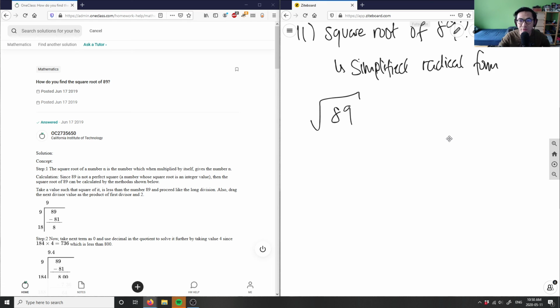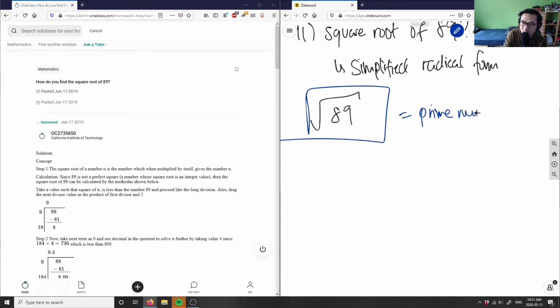So this is when this method fails, when I have a prime number. So this here is actually already the simplified radical form. This here is a prime number, so therefore, there's no simplified radical form here. So therefore, it's still root 89.